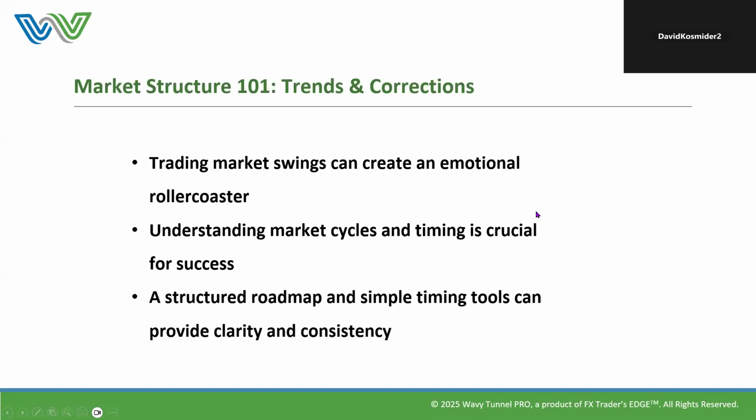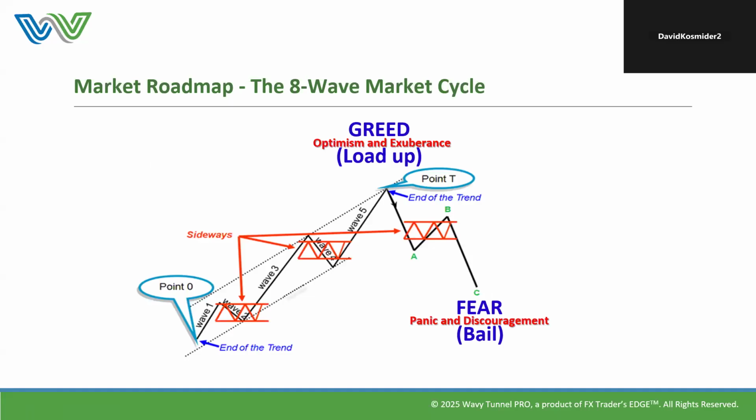So here is the classic 8-wave market cycle, and this is the foundation for everything we'll cover today. Waves 1 through 5 form the impulse trend. Okay, that's your uptrend, strong directional movement. And then waves A, B, and C form a steep zigzag correction. And not all corrections are alike, but this happens to be a zigzag. And that's the retracement, the steep retracement before the next cycle begins.